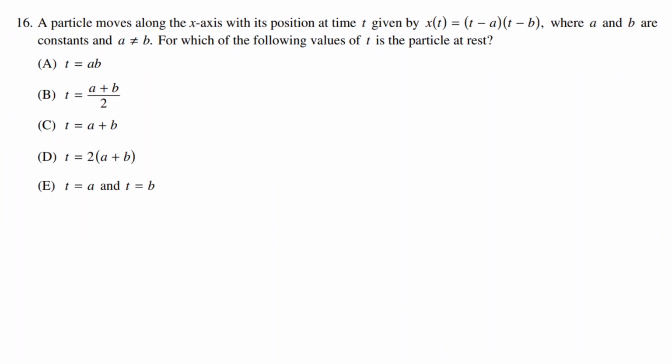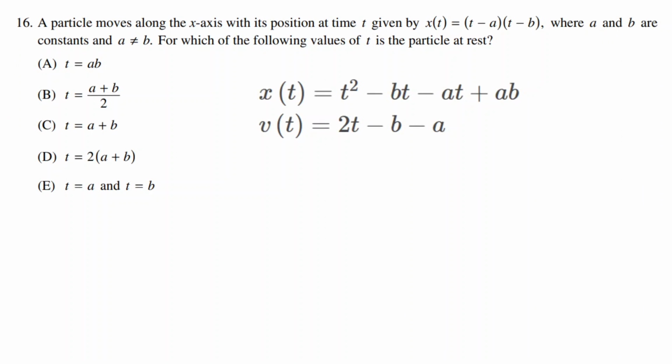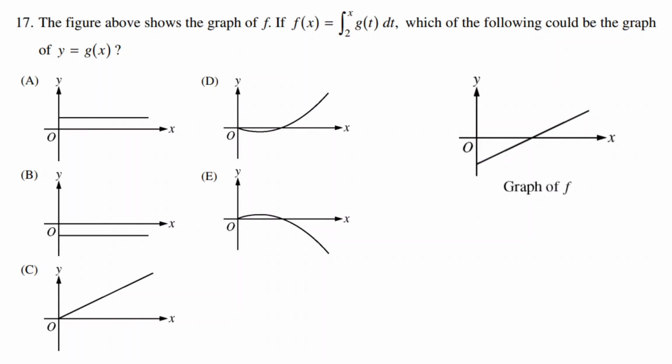16 gives us position, so we derive it to find the velocity. 2t minus a minus b. We set this to 0 and get t equals (a plus b) over 2. The answer is B. 17 shows the area increasing at a constant rate, so the line has to be horizontal and above the x-axis. The answer is A.